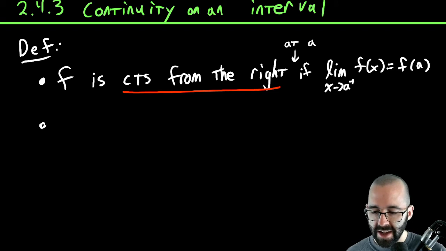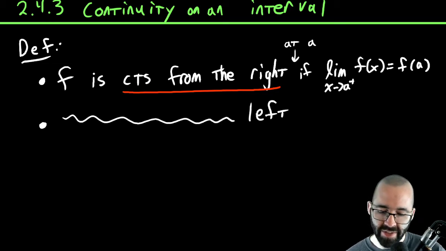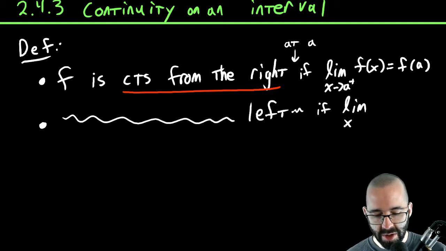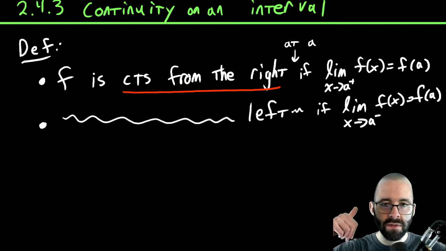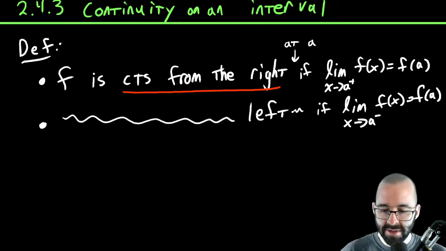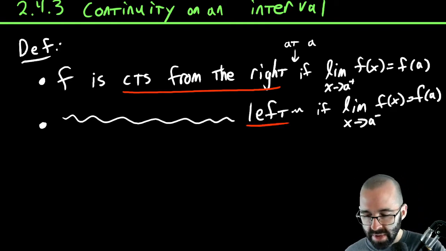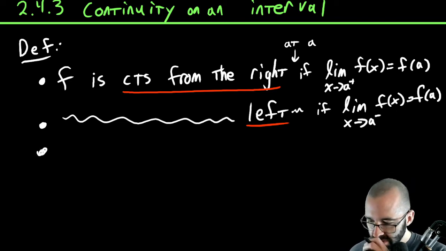And so this next definition is really just a lot of the same. Continuous from the left, you know what's going to go here, right? If the limit as x approaches A from the left of the function equals the function value. Continuity at a point, limit equals function. Continuity from the right at a point, limit from the right equals the function, and same for the left.